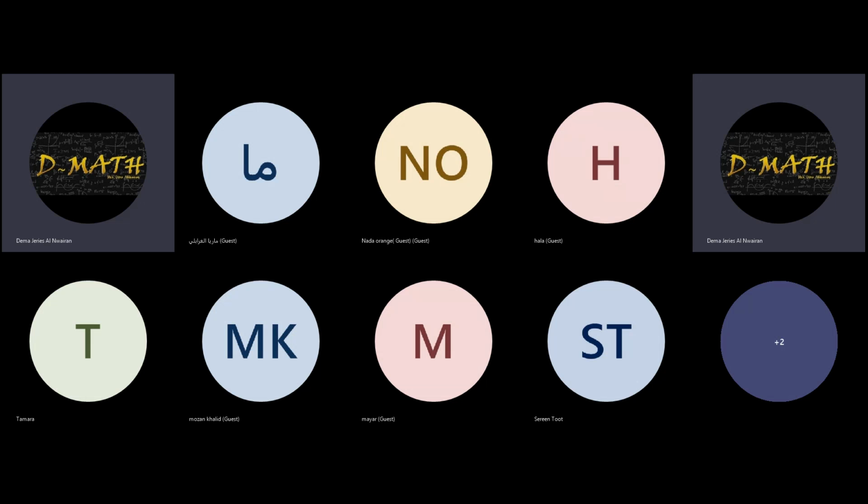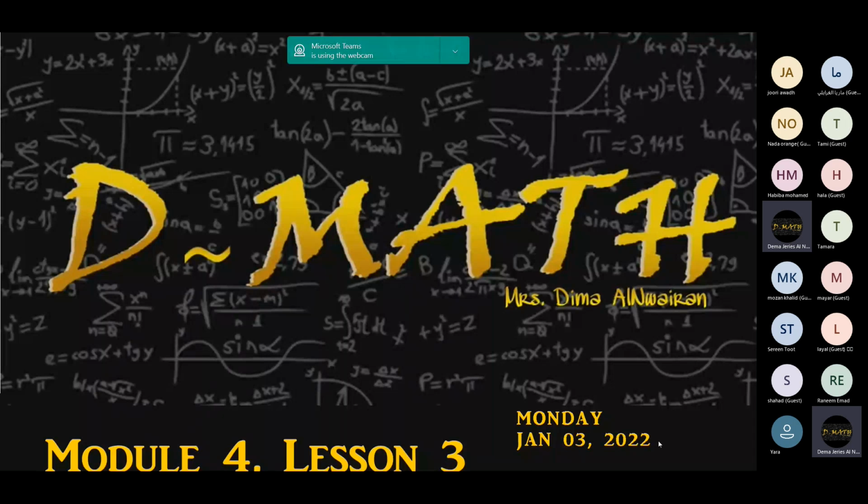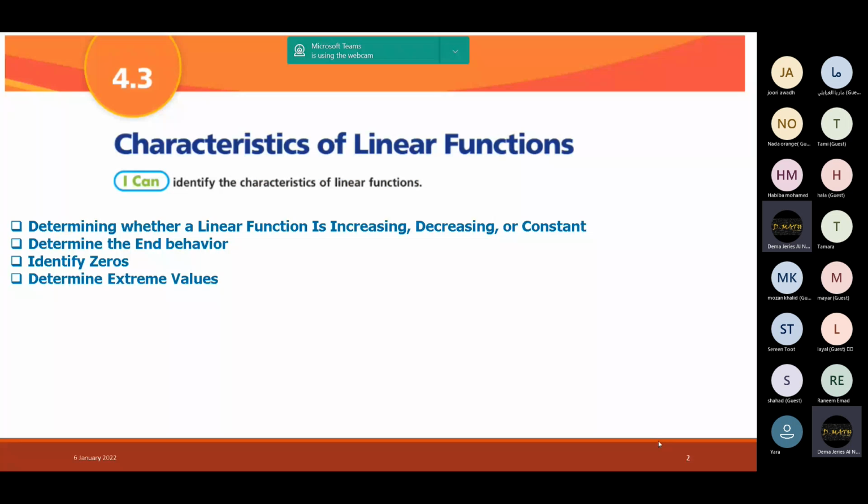Good morning. Today we're going to continue module 4, lesson 3, which is about the characteristics of linear functions. Yesterday, we said that we can determine whether a linear function is increasing, decreasing, or constant according to the slope. If the slope is greater than 0, it's increasing. If the slope is less than 0, it's decreasing. And if the slope equals 0, it will be constant.